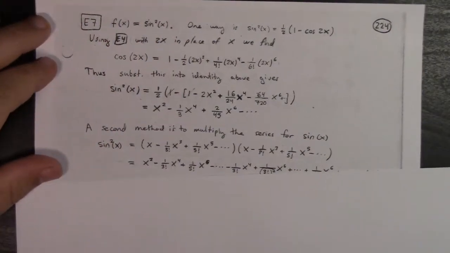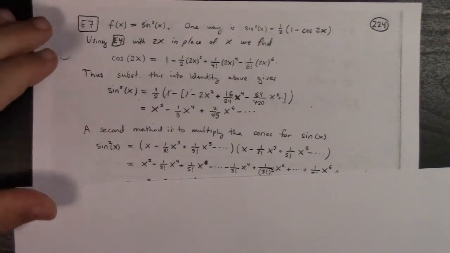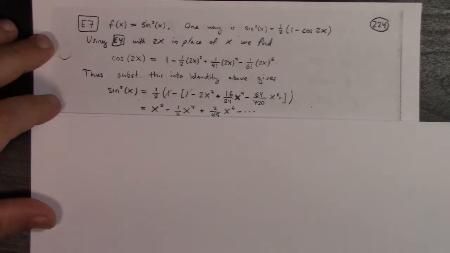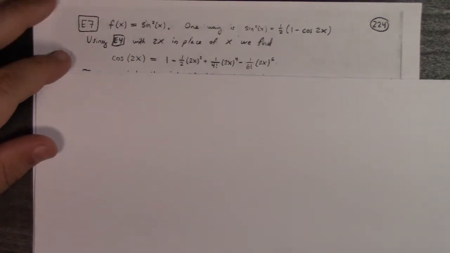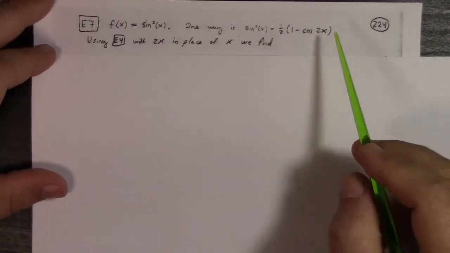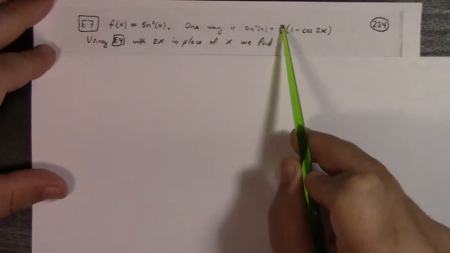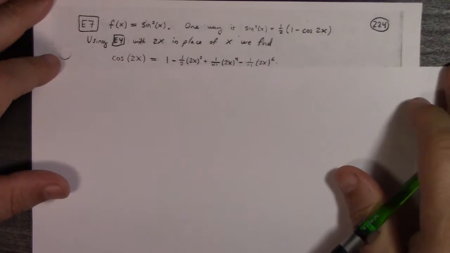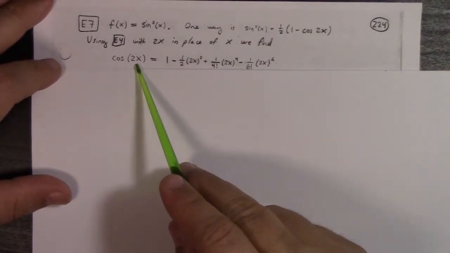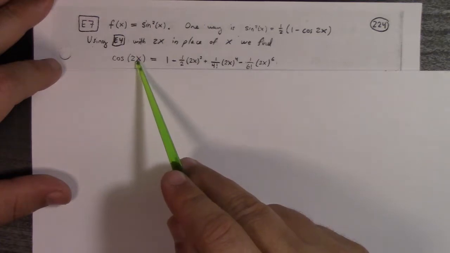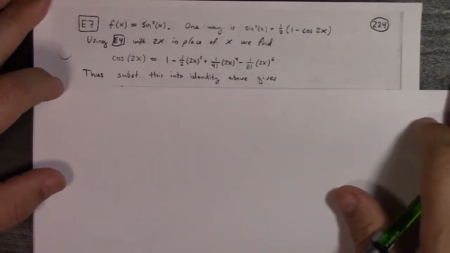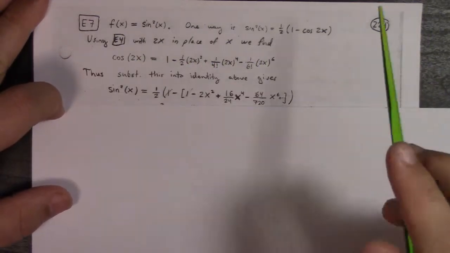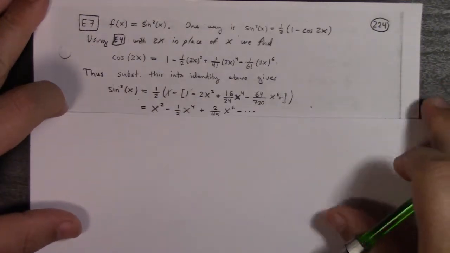Now, we'll move on to slightly more complicated examples. So here I look at sine squared of x. One way we could do this is to remember our trig identity, which is sine squared is 1/2 times 1 minus cosine 2x. Then we can make a substitution. We already know the cosine series, so I just take the cosine series and replace x with 2x, like so. And then I substitute that into the trig identity, right?